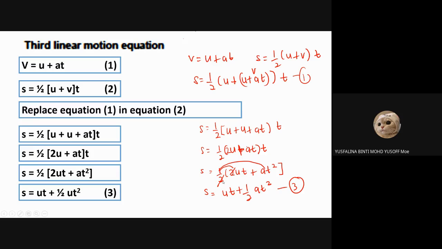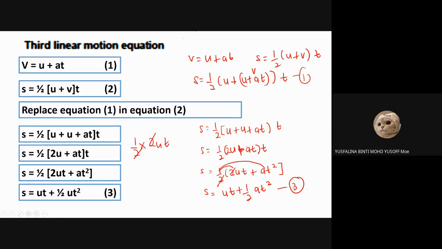Okay, right. And then the next part, you have to multiply again with 1 over 2 here. So 1 over 2 multiplied by 2UT, this one I can cut it off, right? So it will be left with UT only here. Then 1 over 2 I have to multiply with AT square. So I got half AT square. So this should be the third equation.